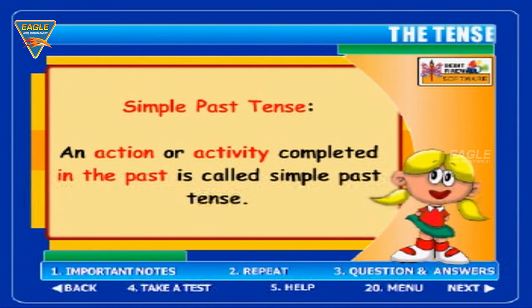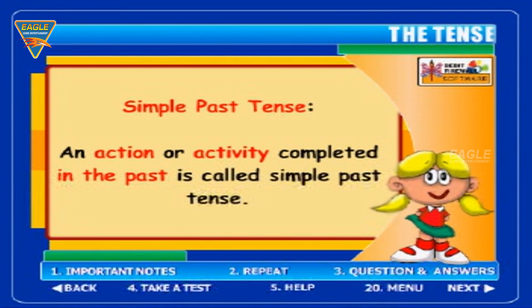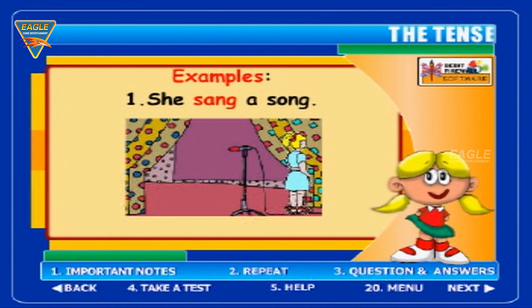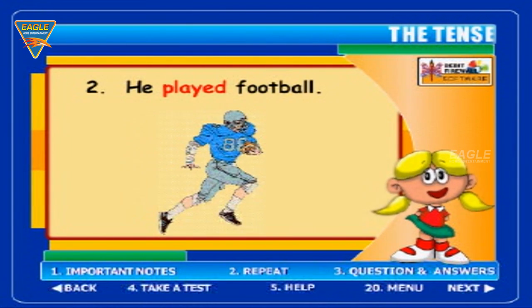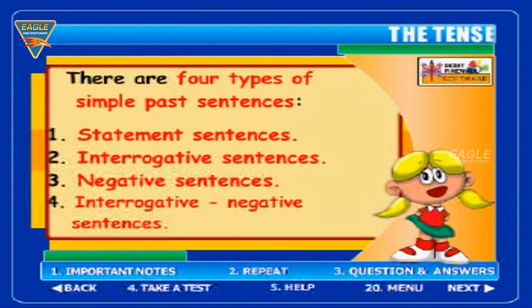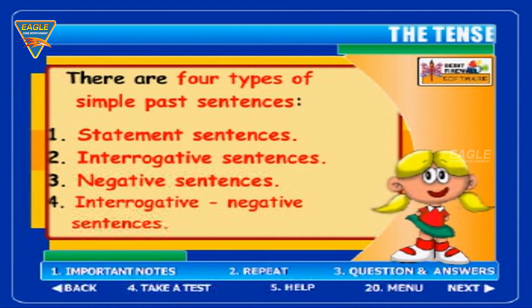Simple past tense. An action or activity completed in the past is called simple past tense. Examples: she sang a song. He played football. There are four types of simple past sentences: statement sentences, interrogative sentences, negative sentences, interrogative negative sentences.